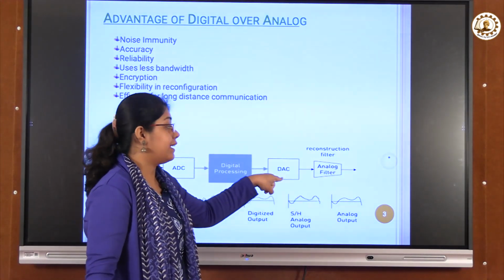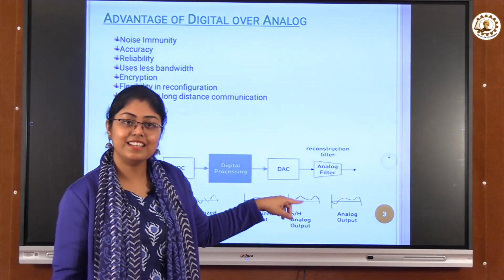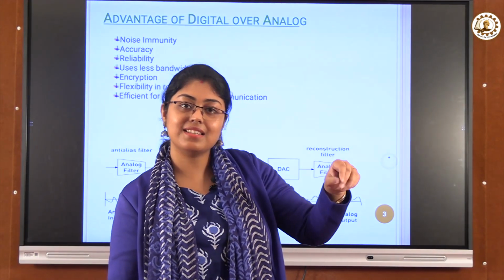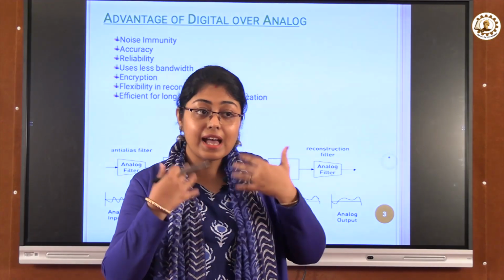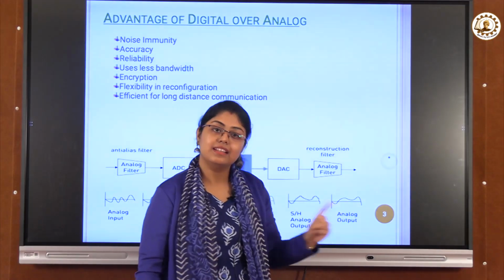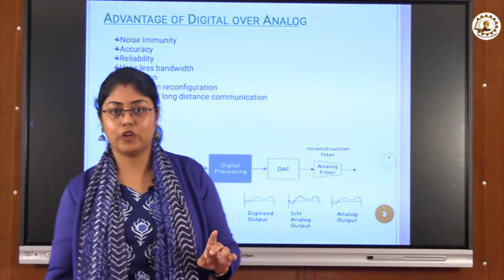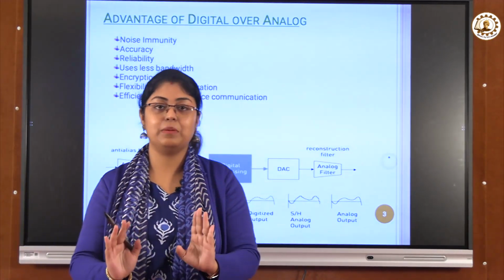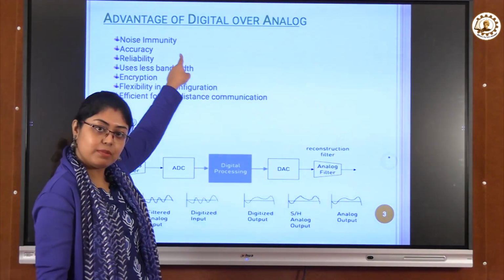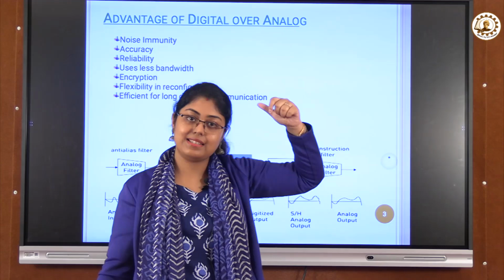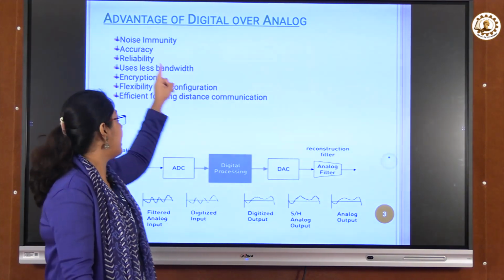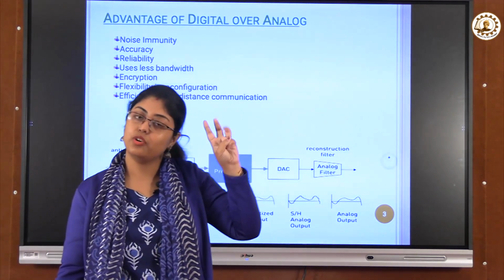Next, we again have to convert the digital signal into an analog signal. Why? I have already mentioned, all the real-time signals are analog in nature. So we have to decode that. Whatever we are getting at the receiving end should be again in analog. So both analog and digital are very important, but digital is somewhat better in terms of noise immunity, and as the noise is less, the accuracy of the system, the accuracy of the circuit is higher, and it is much more reliable as well.